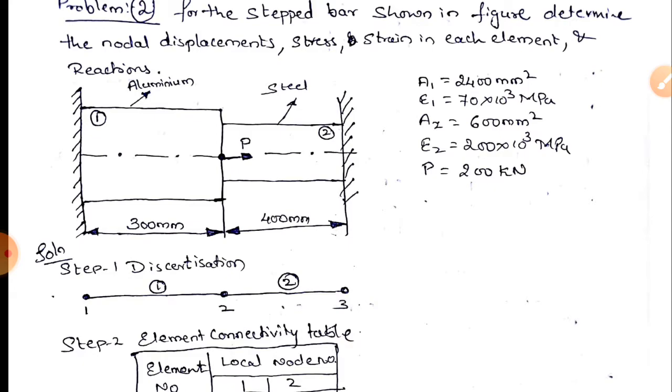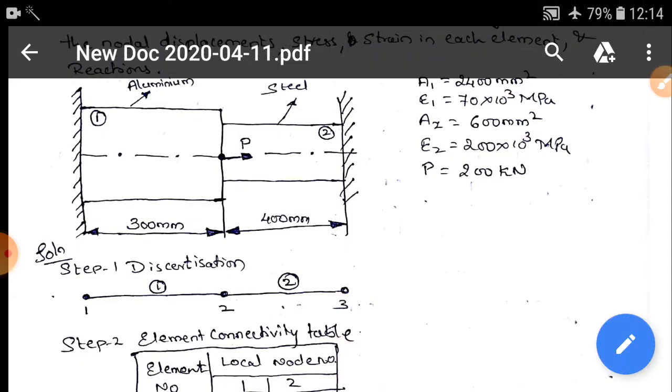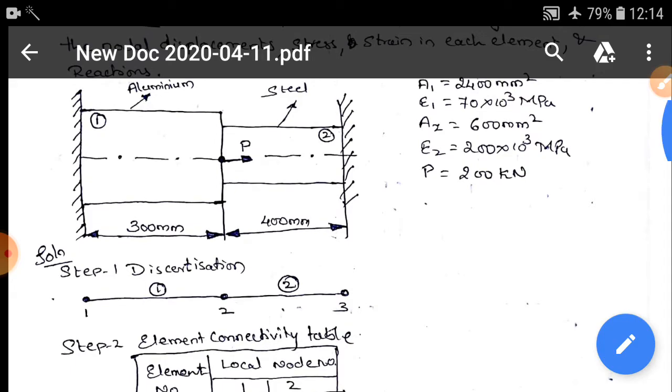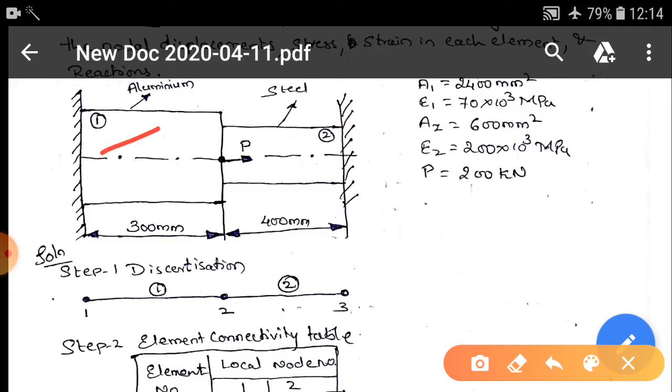Let us start this problem. First analyze it, so that whatever results we get at the end, are they mapping with our analysis or not? See this is the first element, and this is the second element. The point of application of load is at the middle.